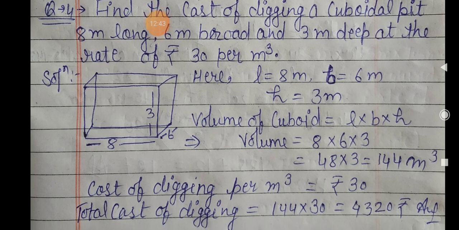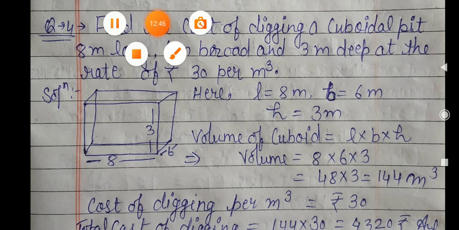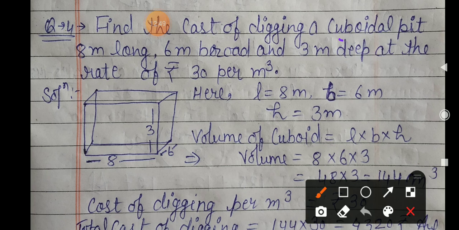Next question is: find the cost of digging a cubical pit of 8 meter long, 6 meter broad, and 3 meter depth at the rate of 30 per meter cube. So here length is, you very well know, 8 meter, breadth is 6 meter, height is 3 meter, and then you have to find the volume, how much volume is filled in that pit. So how to find it? You have to find it with the help of the volume formula of a cuboid.